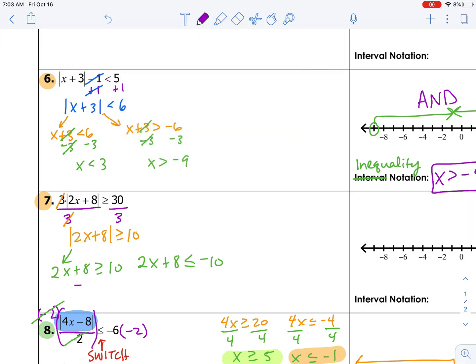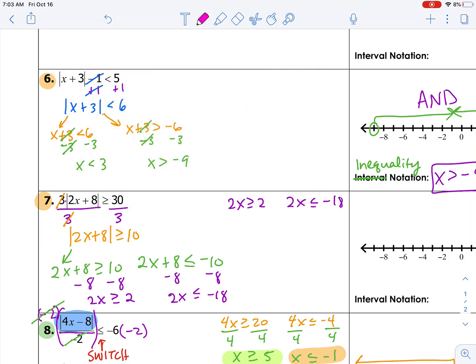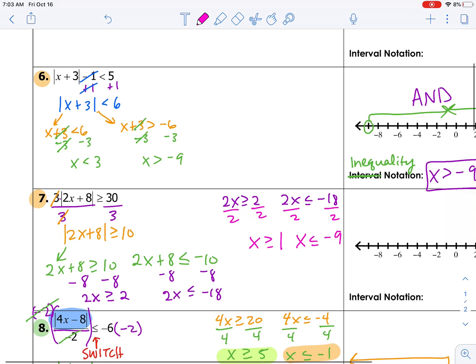To keep going, we need to subtract 8 from both sides of both inequalities. 2x is greater than or equal to 2, and 2x is less than or equal to negative 18. From here, to finish solving, we have to divide both sides of both inequalities by 2. So x is greater than or equal to 1, and x is less than or equal to negative 9.